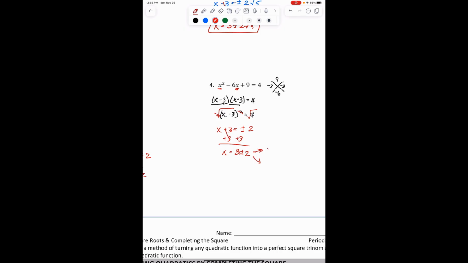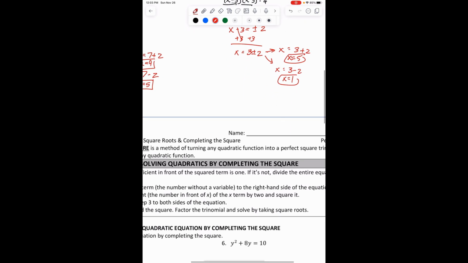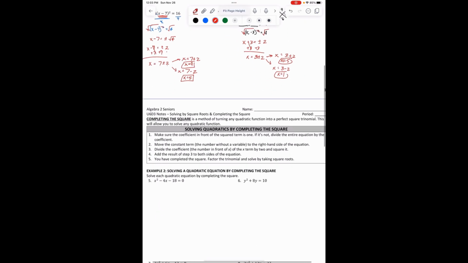We can combine those. So x equals 3 plus 2, x equals 3 minus 2. So x is 5, or x is 1. Okay, so that's what we're going to do to solve by taking square roots. Now that is leading up to solving by completing the square.